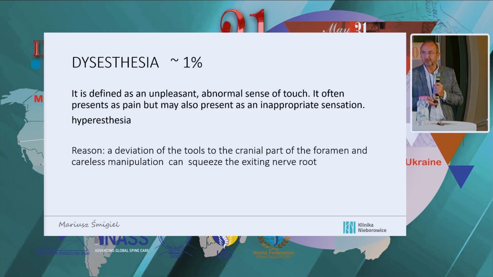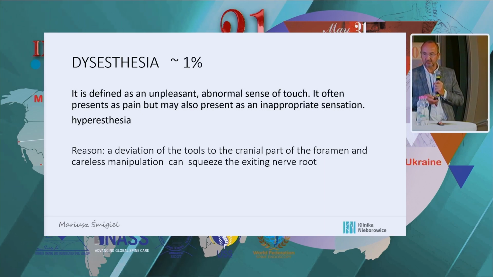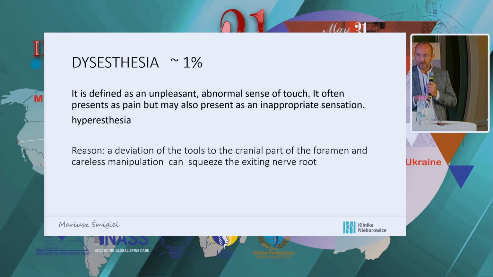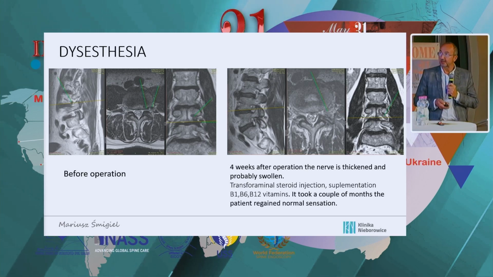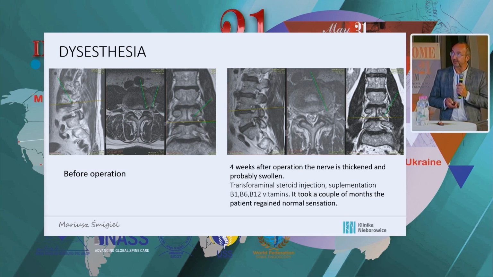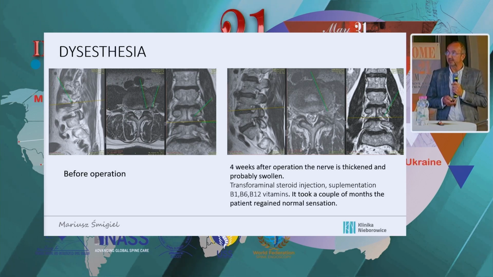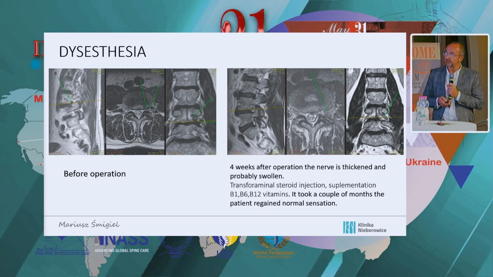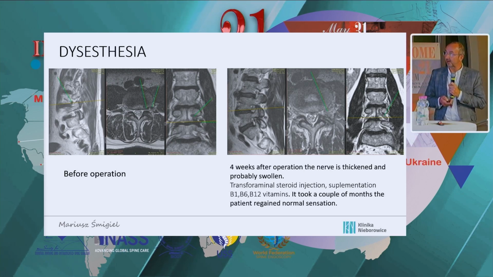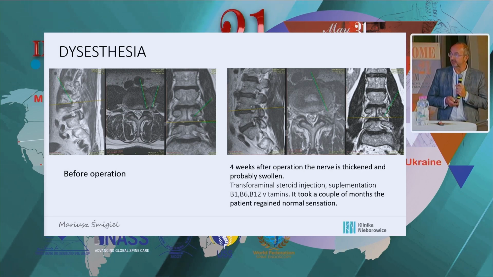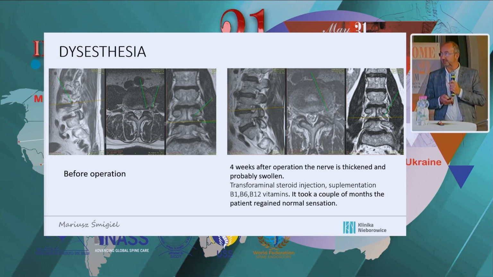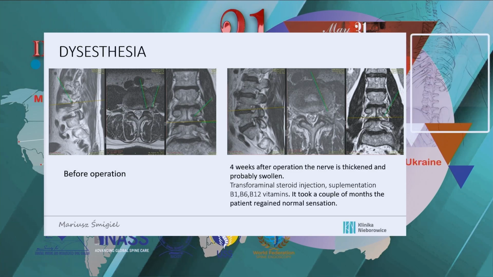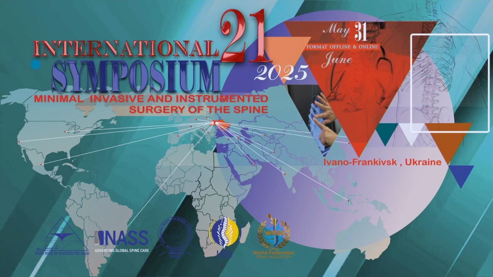Dysesthesia is an abnormal sense of touch. Usually it is a pain, and this is an example. Before surgery, the patient had 2 pieces of herniation, 2 sequesters, in the foramen and out of the foramen, and because of the pain, 4 weeks after operation, I ordered a control MRI. As you can see, the exiting nerve root is thickened and swollen.